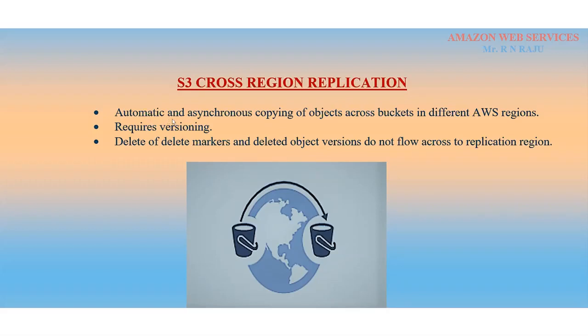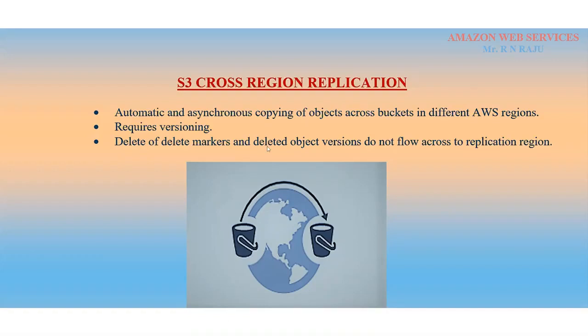So that's why it is automatic and asynchronous copying. Asynchronous copying means one-way direction. It is copied from developer to production only, but not from production to development. Automatic and asynchronous copying of objects across buckets in different AWS regions. So this is how data is replicated from one bucket to another bucket, even if the buckets are in different regions, and even different accounts is also possible.